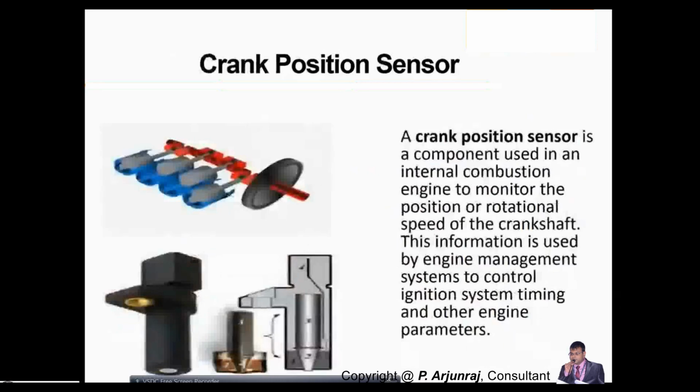We have the crank position sensor, which is used to monitor the position or the rotation speed of the crankshaft. Once the crankshaft rotates, the camshaft also rotates, and you are going to get the power which you are going to develop. This sensor is very important, and it helps you control the ignition timing system as well.